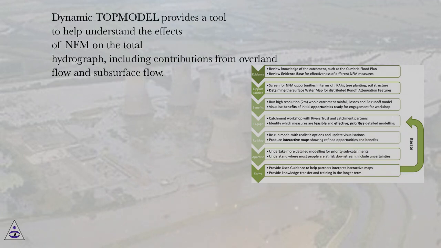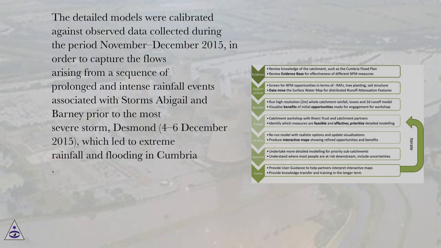Dynamic TOPMODEL provides a tool to help understand the effects of NFM on the total hydrograph, including contributions from overland flow and subsurface flow. The detailed models were calibrated against observed data collected during the period November to December 2015, in order to capture the flows arising from a sequence of prolonged and intense rainfall events associated with storms Abigail and Barney prior to the most severe storm, Desmond, on December 6, 2015, which led to extreme rainfall and flooding in Cumbria.